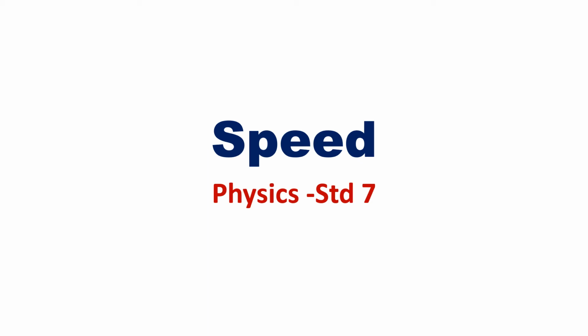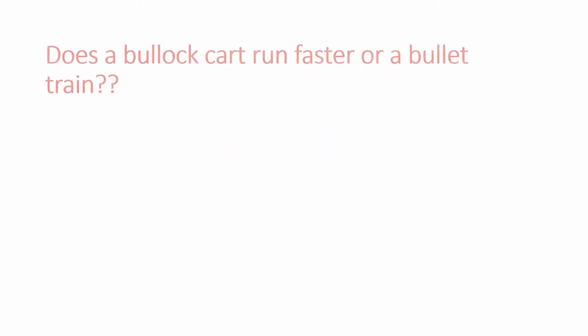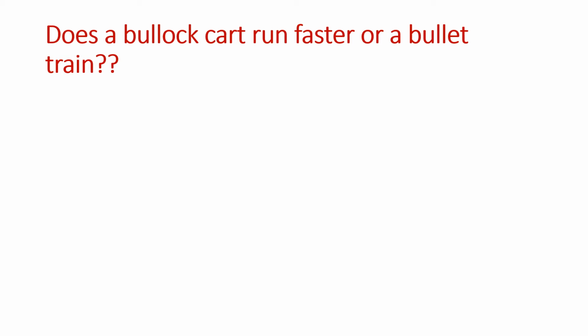Hello children, today we continue with our chapter 2, Measurement, and we have already discussed measurement of length and measurement of mass. Now we are coming to a term called speed. You all have a pretty fair idea about speed because you have learned it in your previous class also. So I just want to ask you a simple question. Does a bullock cart run faster or a bullet train?